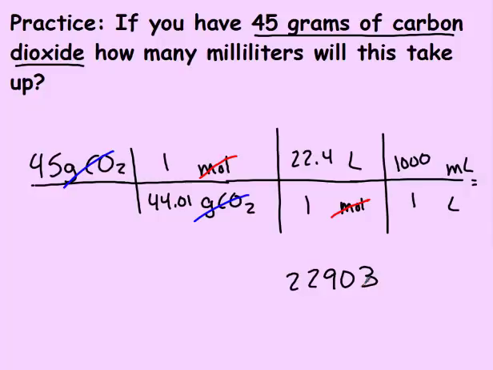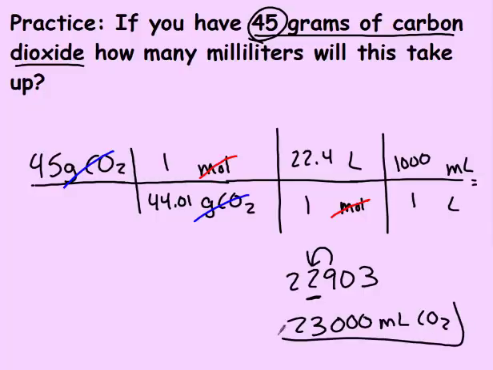we get 22903, and we want 2 significant figures. So that's my second sig fig. So it's going to round that up to a 3. So I get 23000. I need those placeholder zeros. And that's milliliters of CO2. You could have also written that in scientific notation. And that would have been times 10 to the 1, 2, 3, 4. 2.3 times 10 to the 4th. Either of those answers are correct.